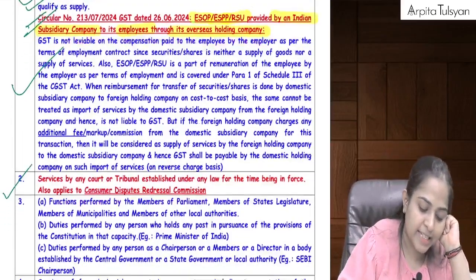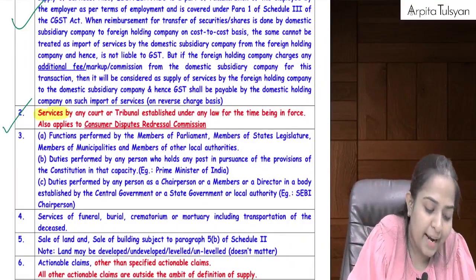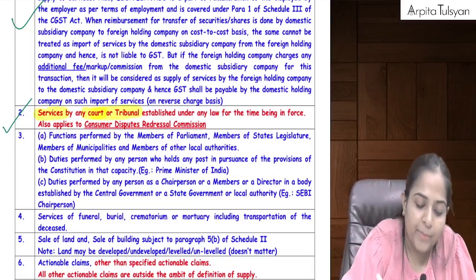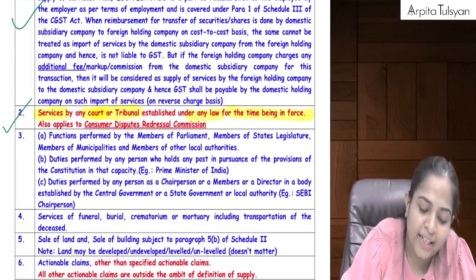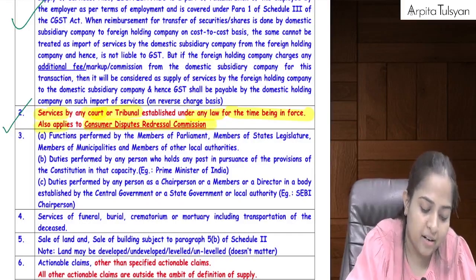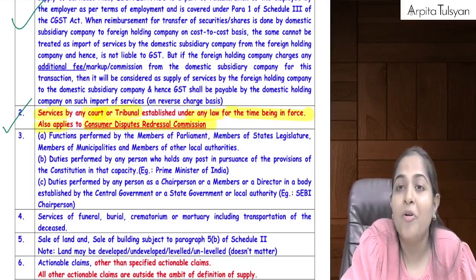Now see the second one. Check what they are telling us in the second one. Services by any court or tribunal. Services by any court or tribunal established under any law for the time being in force, and it also applies to consumer disputes redressal commission.